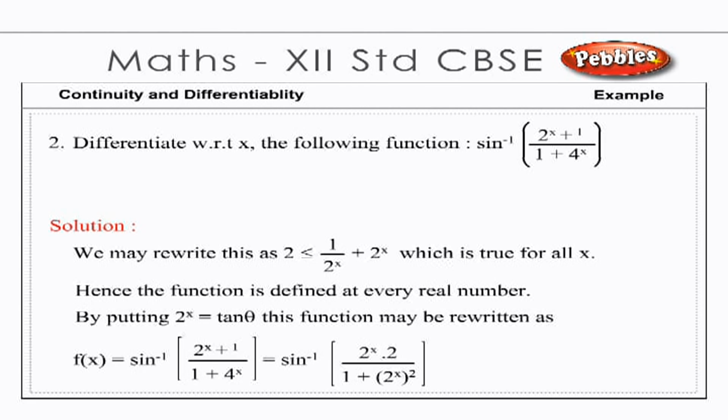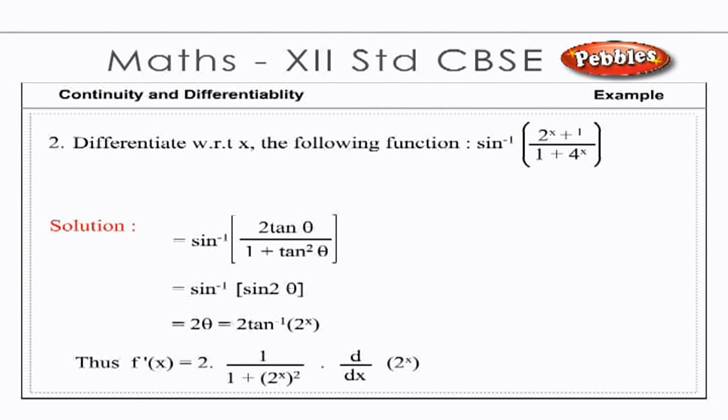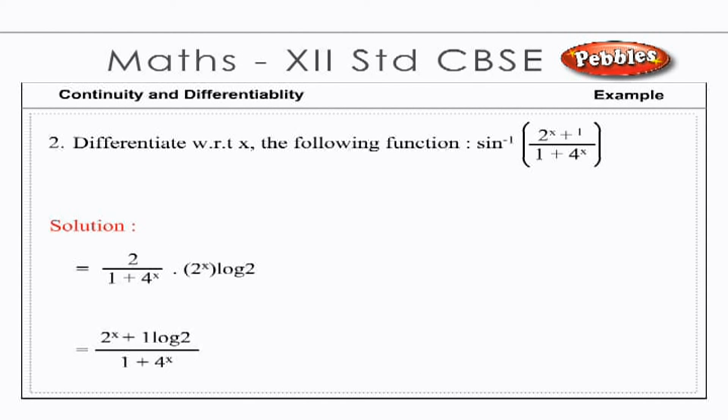By putting 2^x = tan θ, this function may be rewritten as f(x) = sin⁻¹(2^(x+1)/(1 + 4^x)) = sin⁻¹(2^x · 2/(1 + (2^x)²)) = sin⁻¹(2 tan θ/(1 + tan²θ)) = sin⁻¹(sin 2θ) = 2θ, which is equal to 2 tan⁻¹(2^x). Thus, f'(x) = 2 · 1/(1 + (2^x)²) · d/dx(2^x) = 2/(1 + 4^x) · 2^x log 2 = 2^(x+1) log 2/(1 + 4^x).